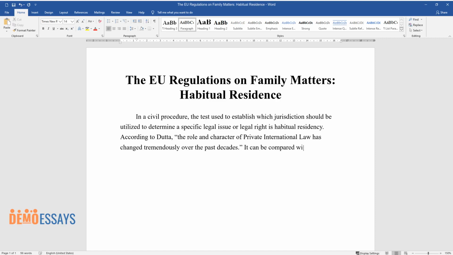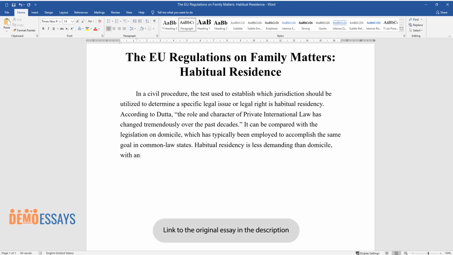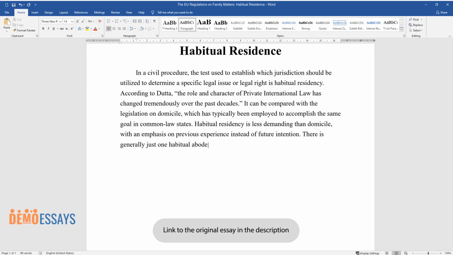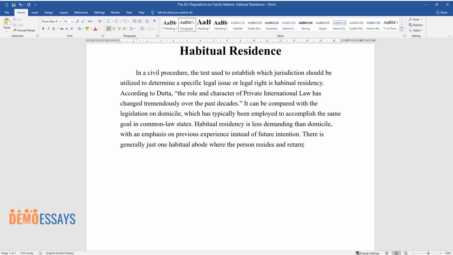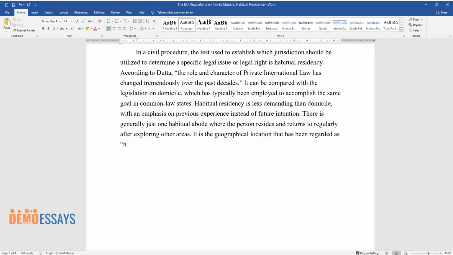It can be compared with the legislation on domicile, which has typically been employed to accomplish the same goal in common law states. Habitual residency is less demanding than domicile, with an emphasis on previous experience instead of future intention. There is generally just one habitual abode where the person resides and returns to regularly after exploring other areas. It is the geographical location that has been regarded as home for a reasonable amount of time.